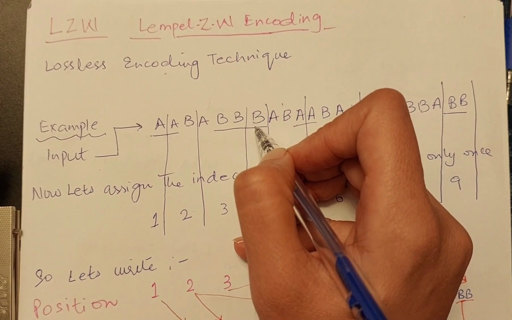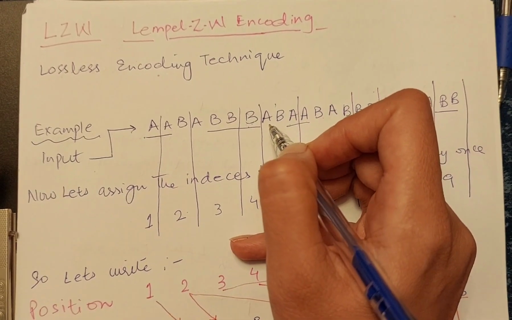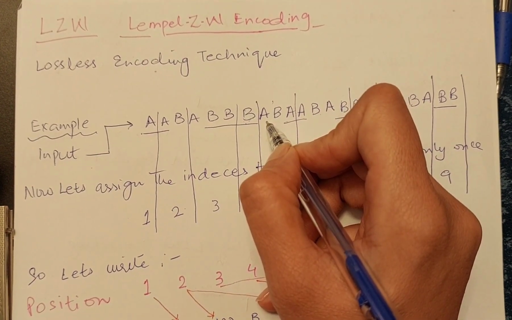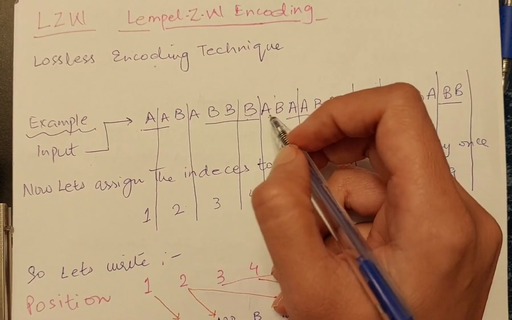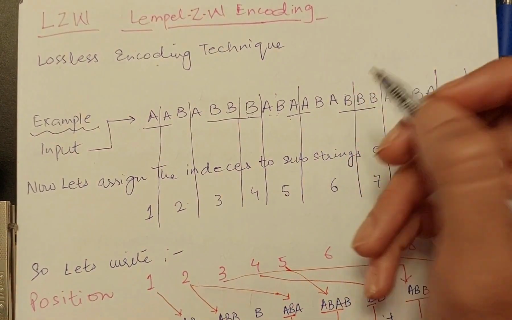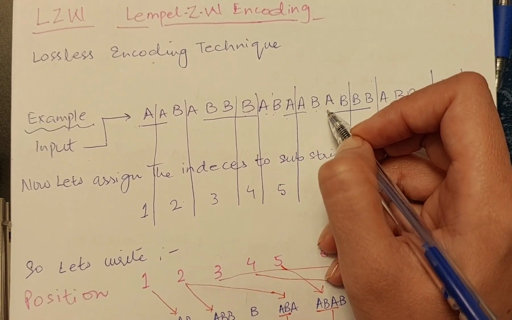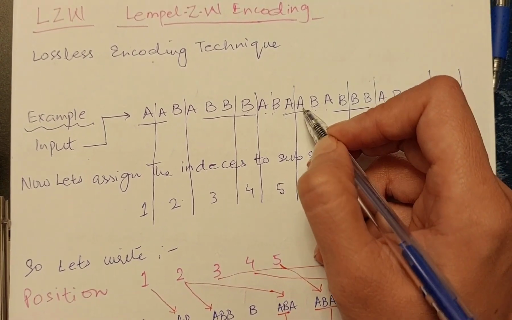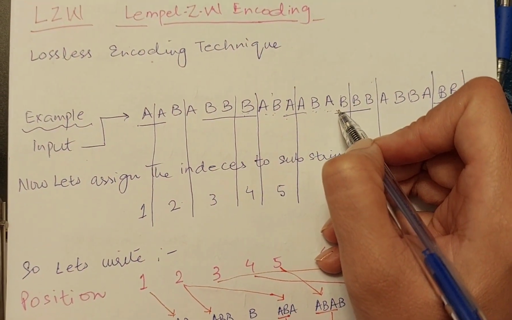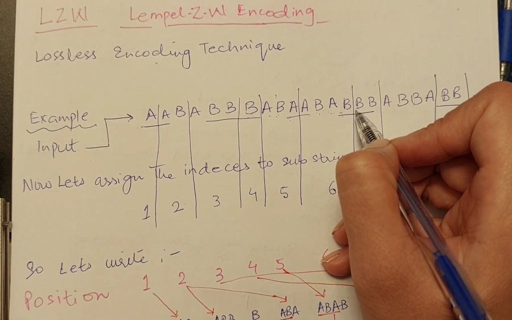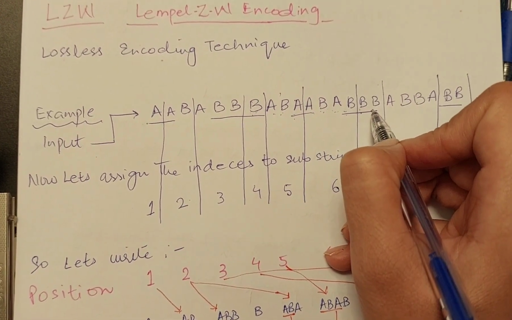In the next step I took b because b was not previously defined, so I took b alone. In the next step I took a, b. I could have taken a, b, but a, b was already defined, so I took a, b and a together. All right, and in the next step I have taken a, b, a and b together, because otherwise a, b and a, b, a were already defined. And in the next step I have taken b and b together because lone b was already defined, so b with b is a new substring.